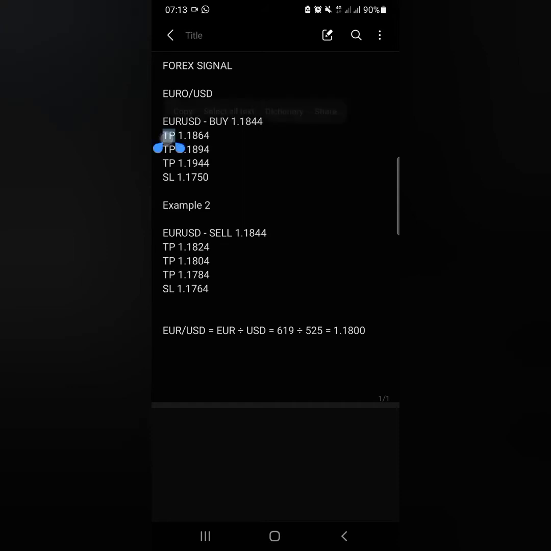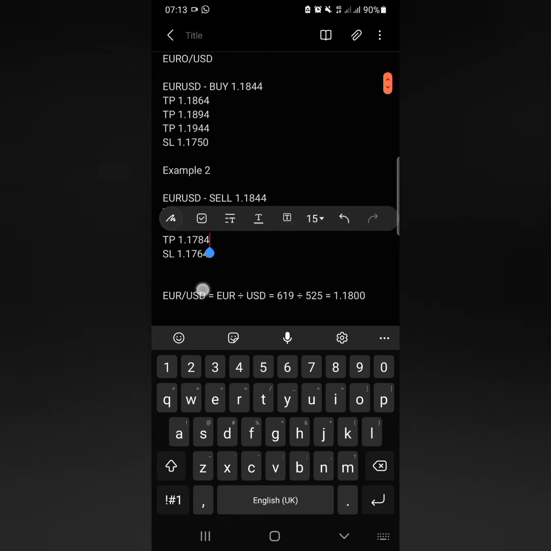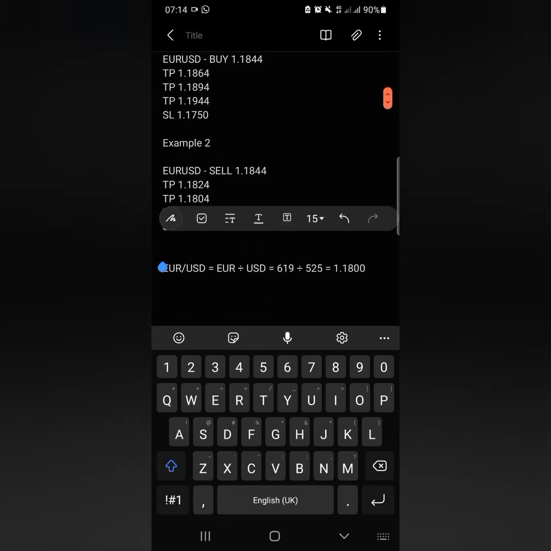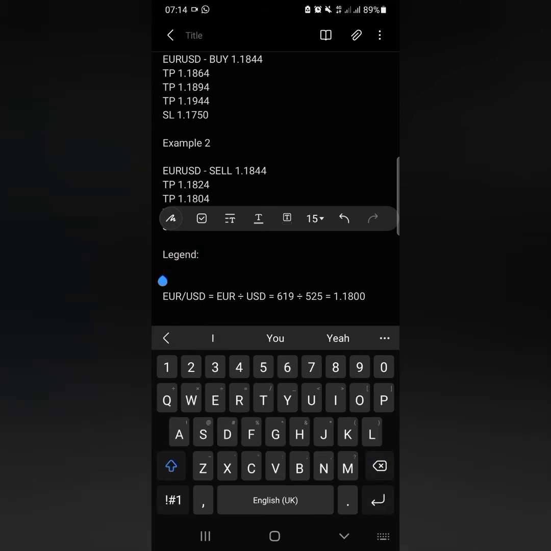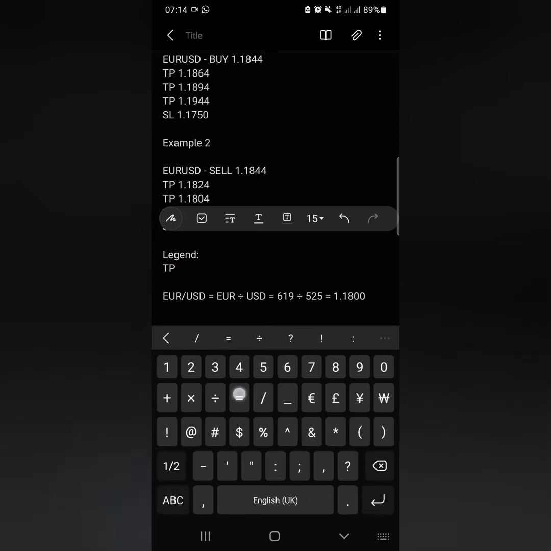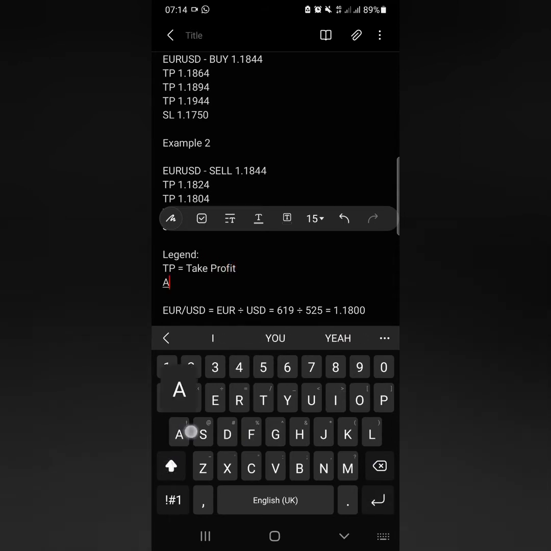As you can see here, TP, like I explained, means take profit, right? TP means take profit. I'm just going to write it down here. I'm just going to put the legend. TP means take profit, right? So the signal provider might write it in full, or might write it in the abbreviation, so that you know what it means.